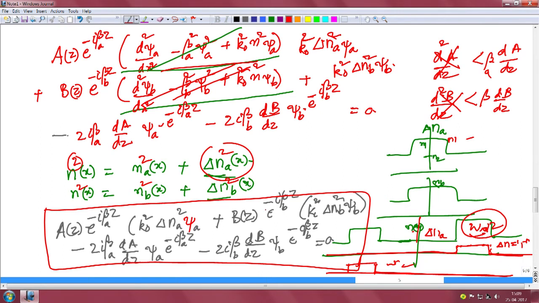So, if you multiply this whole expression with psi A, there is a psi A here and there is a psi B here. When you multiply with psi A, this will go to 0, and this will be multiplied by psi A psi B, so it is not going to be 0. Let us see what comes out.